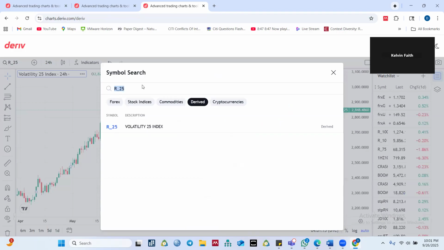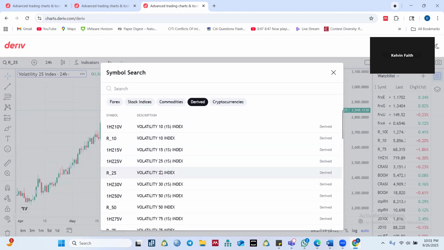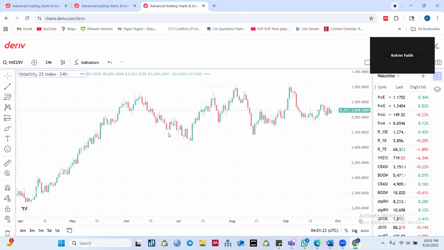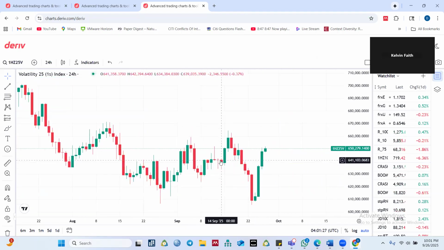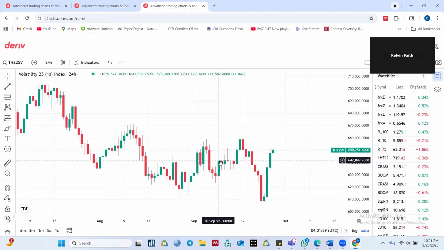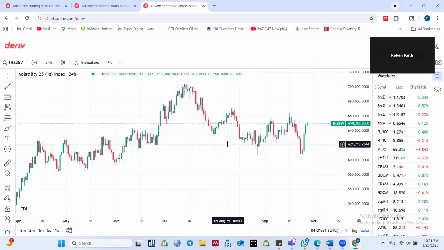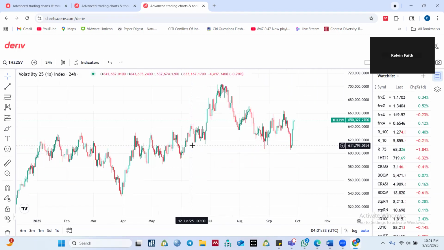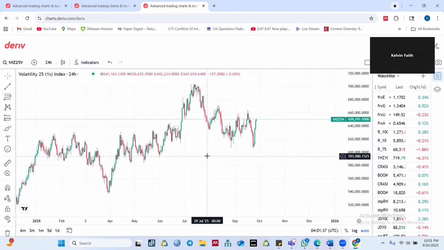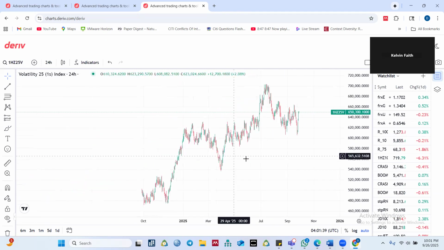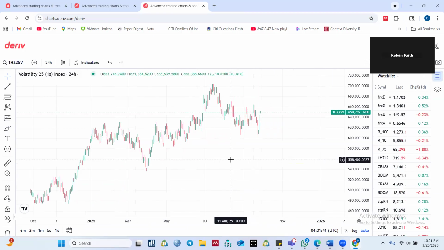Let me check V25 1S. V25 1S. Yeah, I think I'll look at gold. So this is V25 1S. From just this site, what pattern do I see? This is the 24-hour.